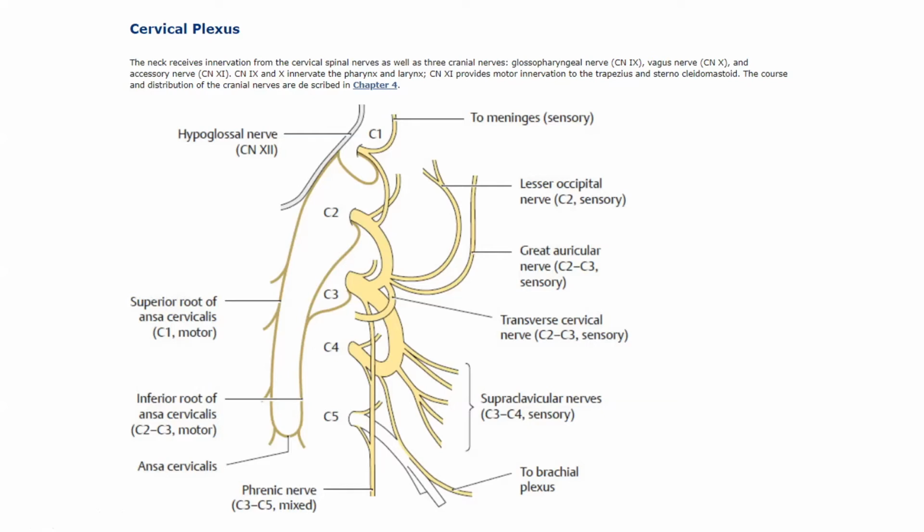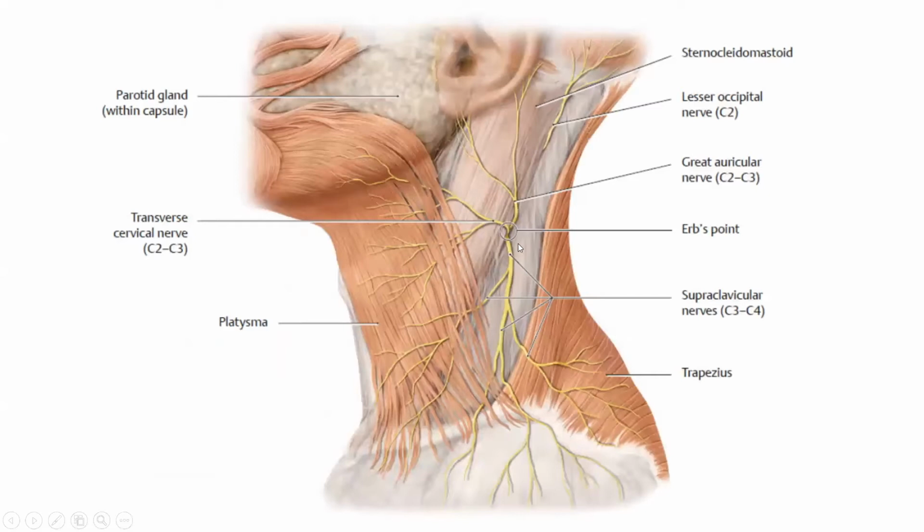But the main branches of the cervical plexus are the sensory branches, or the branches that contain pure sensory fiber. Those branches arise from a point called Erb's point, or the nerve point, or punctum nervosum, and you can find it at the midway of the length of the sternocleidomastoid muscle at the posterior border. From this point arise the sensory branches of the cervical plexus.